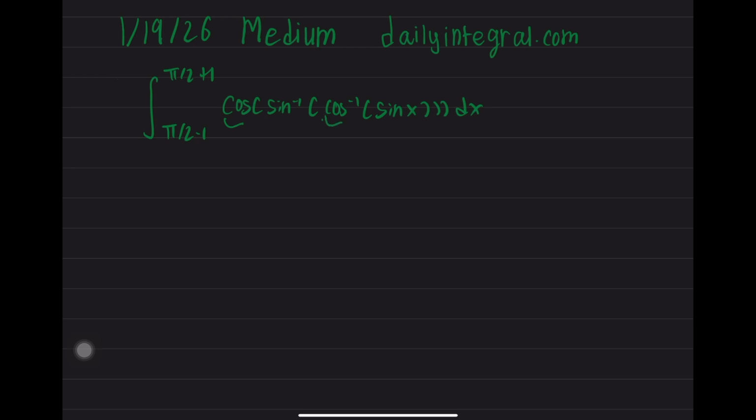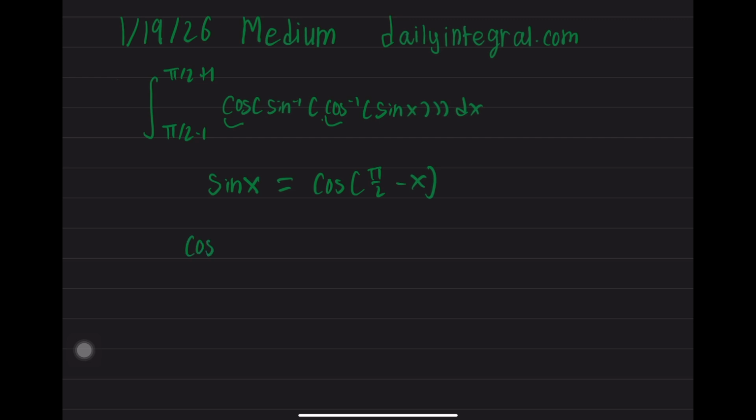First, let's see how we can represent sine of x. Sine of x is the same as cosine of pi over 2 minus x. This is a cofunction identity. We can also prove this, so let's quickly show how this is true.